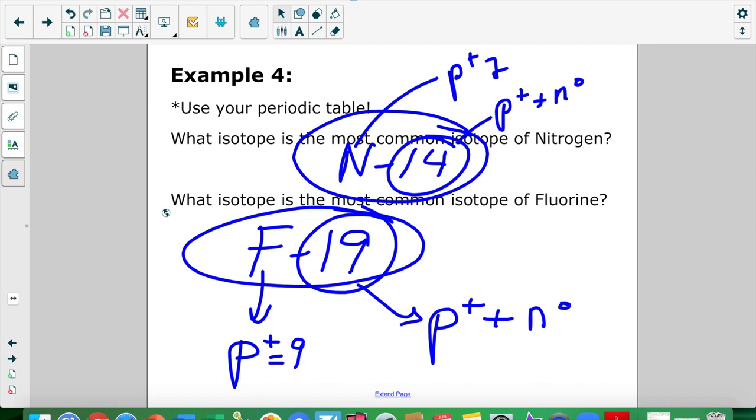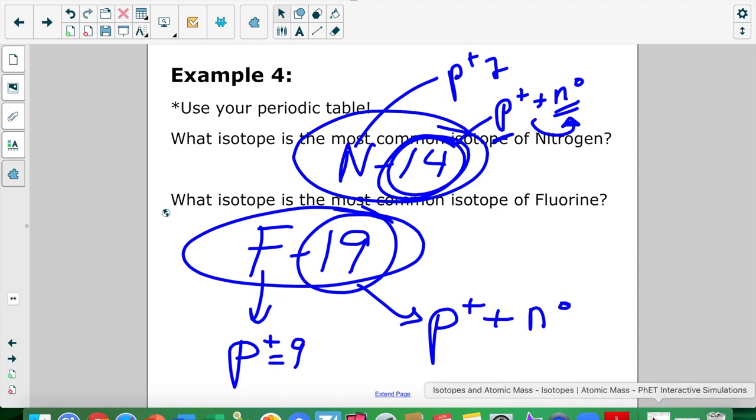To find how many neutrons it has, it's very easy. You just need to subtract the mass number minus the number of protons, and that will tell you the number of neutrons. Sorry, I was looking for the number of neutrons. Anyway, this is one notation for the isotopes.